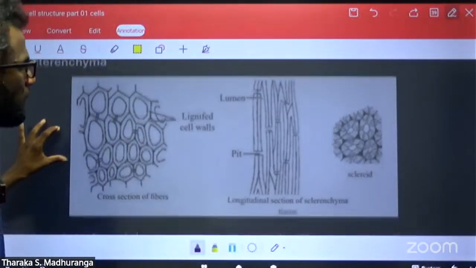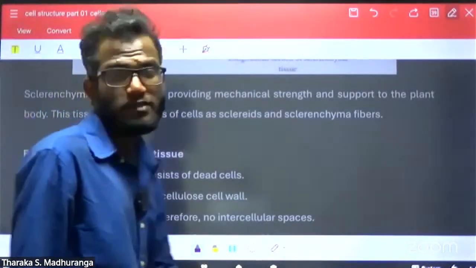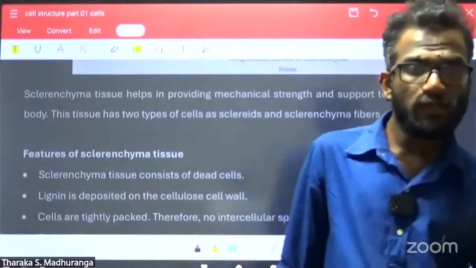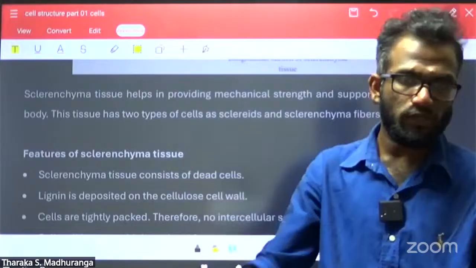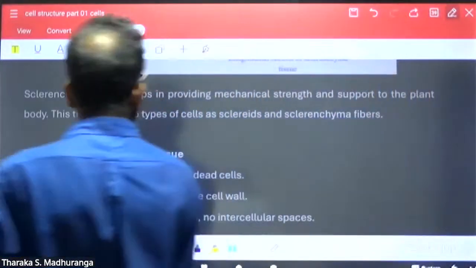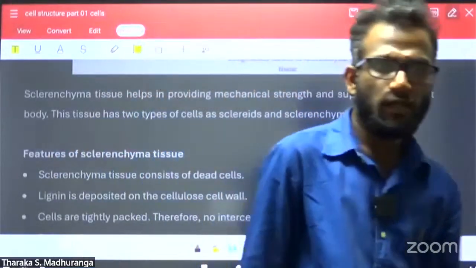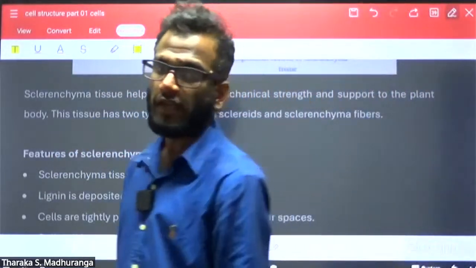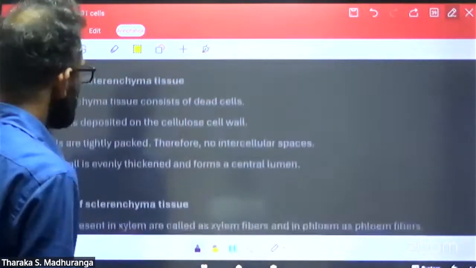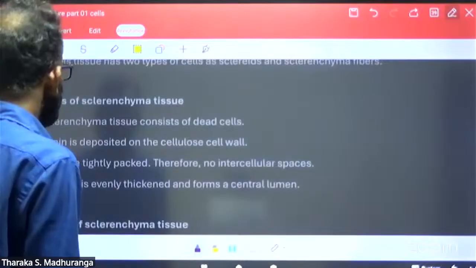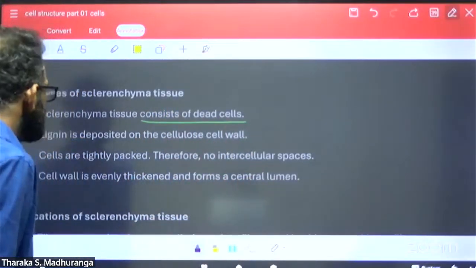Sclerenchyma tissues provide mechanical strength only. It is not important for photosynthesis because at that time it is over matured. Over matured means the cells are dead. Therefore, it is not made of living cells. It consists of dead cells.